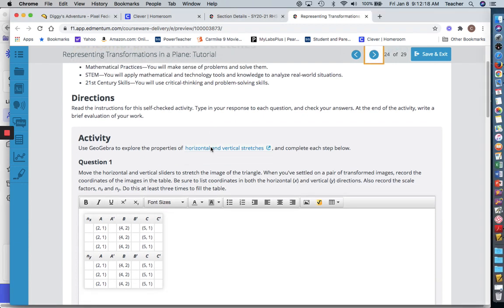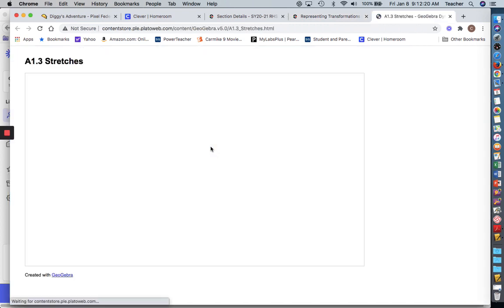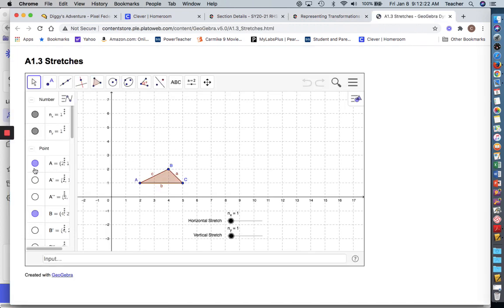All right, so we're going to click on our GeoGebra. Let's see what it gives us. Okay, so we got our pre-image, which is a triangle ABC. Looks like we're going to do a horizontal stretch, which means it just stretches out to the right. And then vertical stretch is probably going to be up. Yeah, stretching up. Okay. Oh, it goes down also. Good deal. All right, let's see what we got to do.